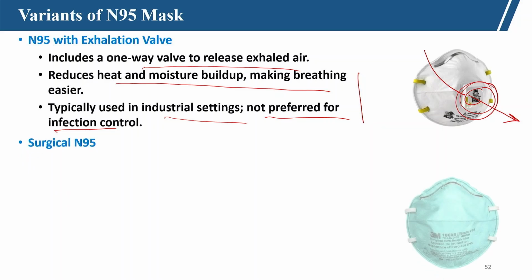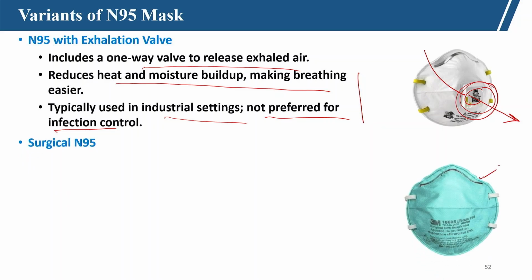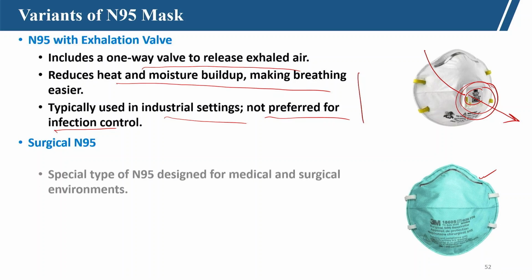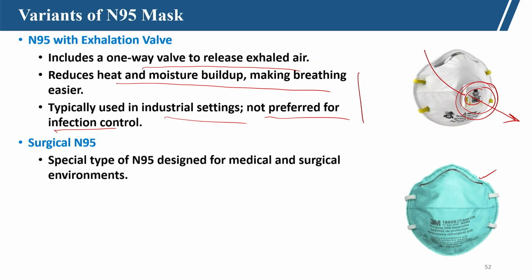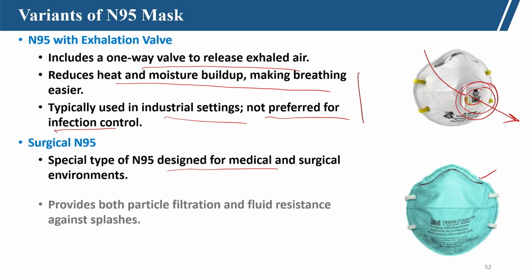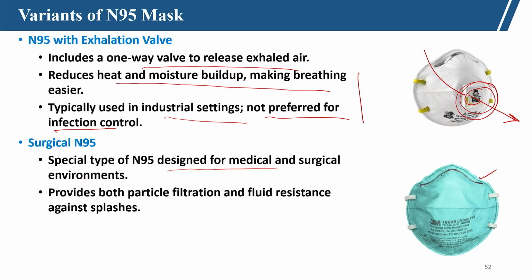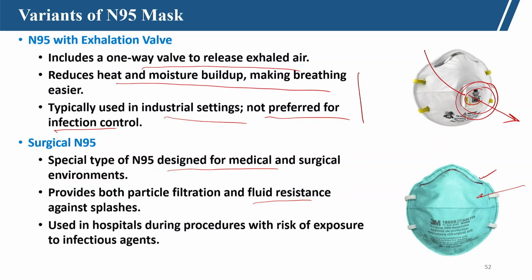Surgical N95, you can see this is the surgical N95, which is lighter in weight. So, it is a special N95 designed for medical and surgical environments, providing both particle filtration and fluid filtration. This basically protects from splashes or blood splash, and is used in hospitals during high risk exposure to infectious agents.